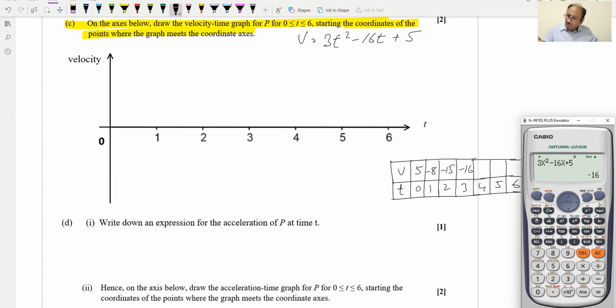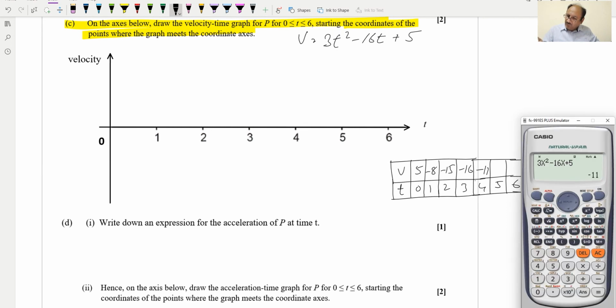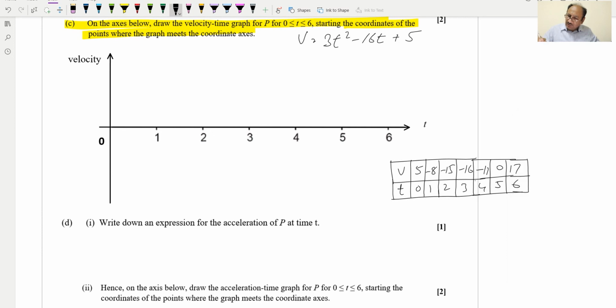Then for 4 we can check. For 4 it is minus 11, and for 5 it is 0, and for 6 it is 17 again. So the quadratic equation is opening upward. We know this is opening upward, and we can take the solutions also.